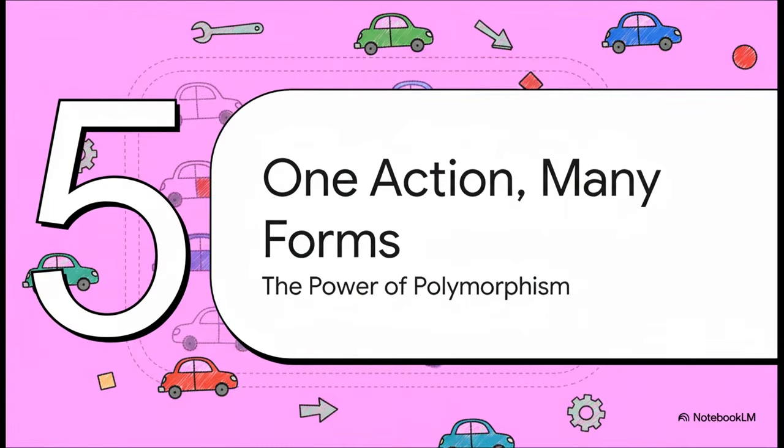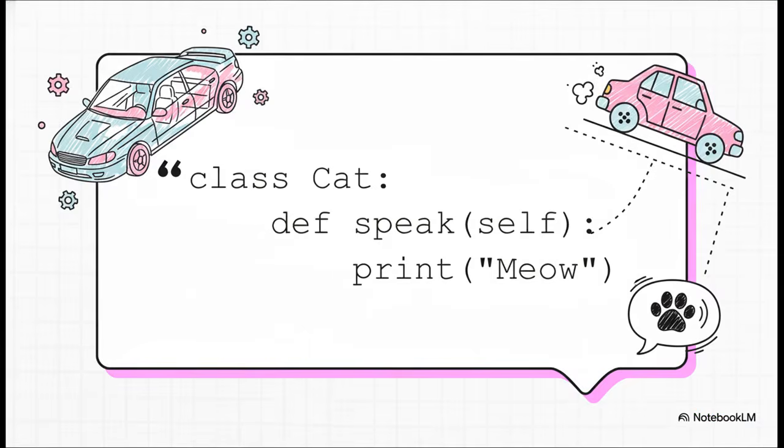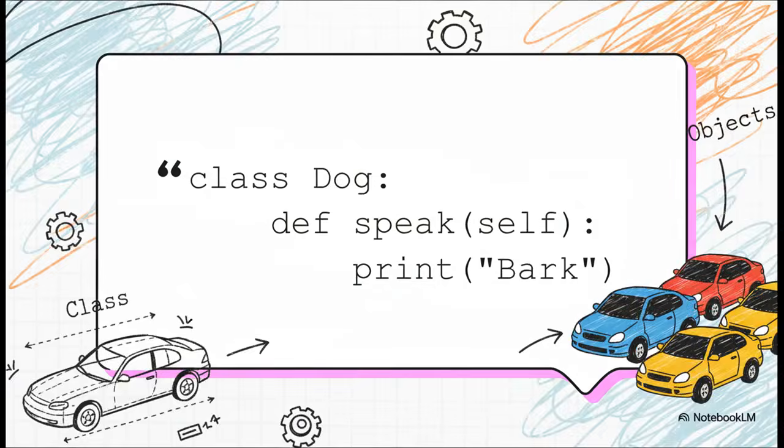All right, we've made it to our final core concept. And this one is a bit of a mind bender at first, but it is incredibly powerful. It's called polymorphism, which is a fancy word that literally just means many forms. Okay, so let's say we have a blueprint for a cat. Part of that blueprint is a method called speak. When we create a cat object from that blueprint and we tell it to speak, it says meow. Makes sense, right? Simple enough. Now get this, we have a totally different blueprint for a dog. But it also has a method with the exact same name, speak. And of course, when we tell a dog object to speak, it says bark.